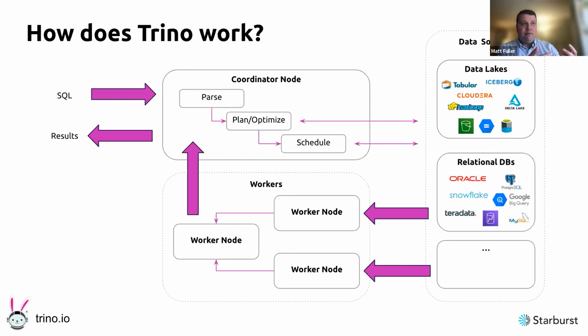You can think of the workers as the muscle. The coordinator is the brain. The workers are really the muscle, and that's where the heavy lifting and all the processing is done. It's a completely distributed system, so workers are getting a piece of the data, it's all happening in parallel, and eventually the results are returned to the user who issued the query.